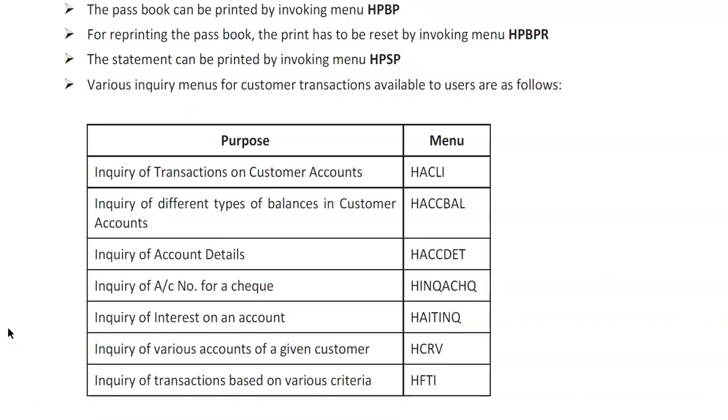For reprinting the passbook, the print has to be reset by invoking menu option HPBPR. The statement can be printed by invoking menu option HPSP. This is generally for current accounts. HPBP is for savings accounts; passbooks are issued to those account holders. For current accounts, no passbook is issued, and it is HPSP, printing of statement of account.